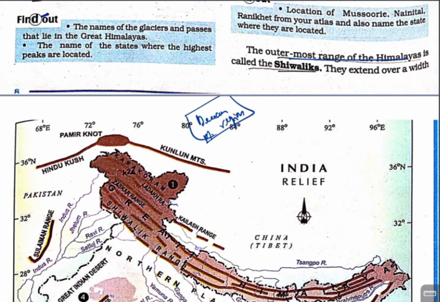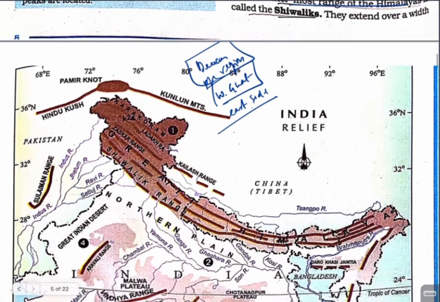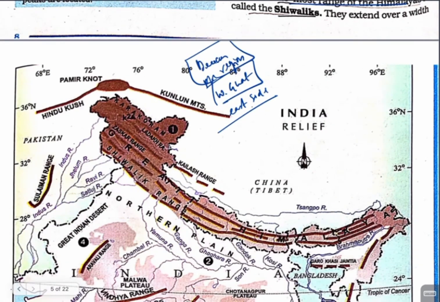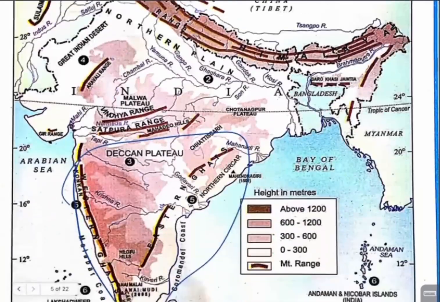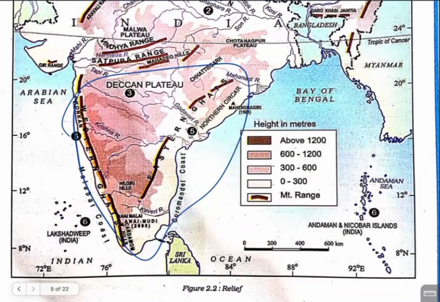So the Deccan Plateau region is mainly divided into different parts: the Western Ghats on the western side, the Eastern Ghats on the eastern side, and other major hills within the interior region. So this is the Western Ghat, and this is the Eastern Ghat.